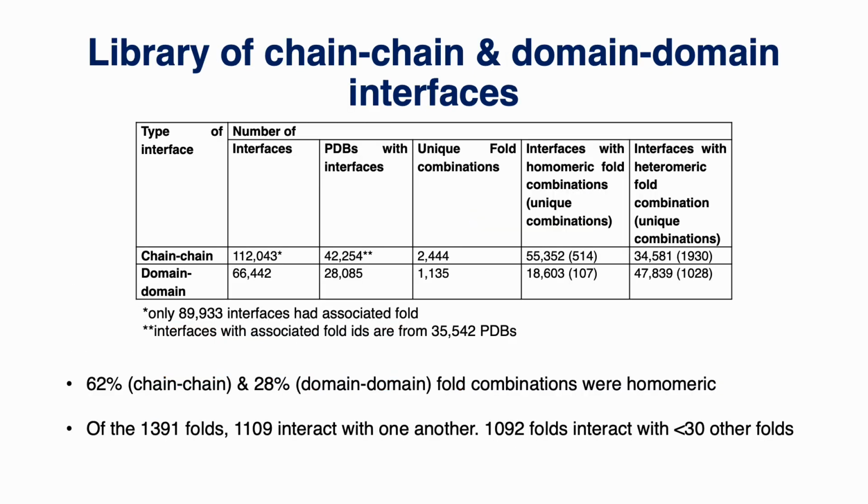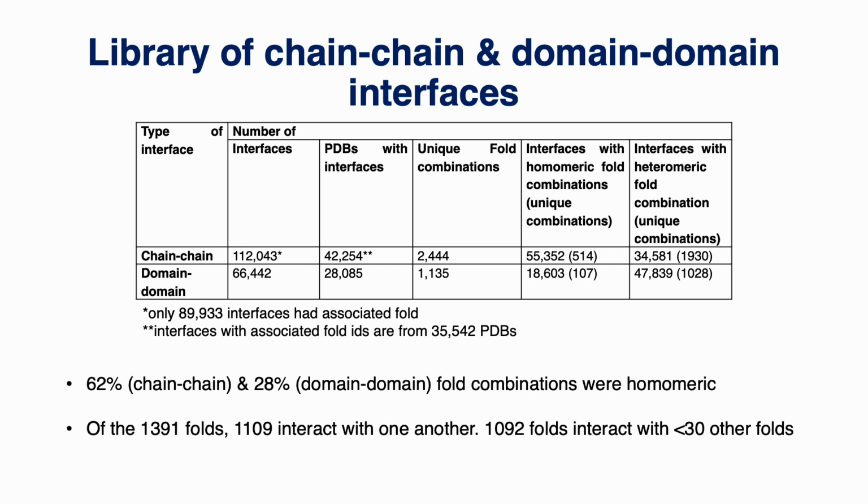The library of the chain and domain interfaces contained about 112,000 chain interfaces, which belong to 2444 fold combinations. To reiterate what a fold combination is, say we have fold A interacting with fold B in the PDB. So AB is a fold combination. Out of the total chain interfaces that we have, around 62% are homomeric, which belong to 514 folds, and the heteromeric interactions belong to 1930 fold combinations.